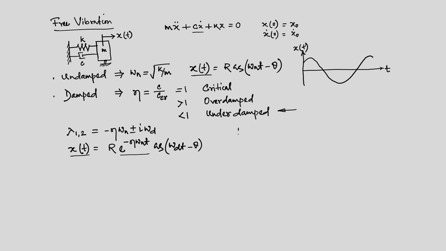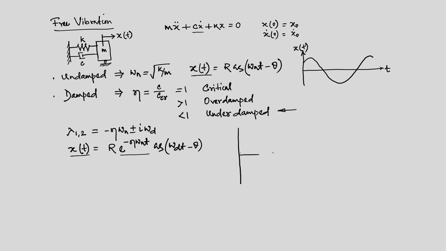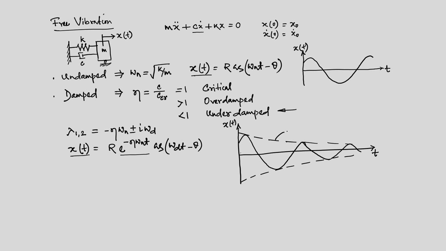Now, if I quickly draw the solution, in this case we have, as t progresses, then we have exponential decaying envelope, and within that we have solution of the system. And it continues. So, this line represents e to the power minus eta omega n t.